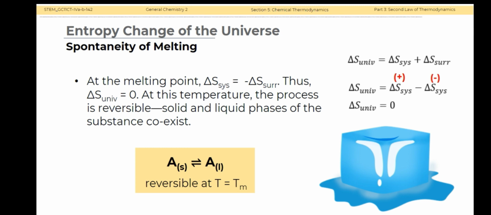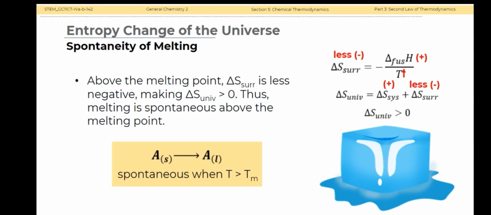At the melting point, entropy change of the system equals negative entropy change of the surroundings. Thus, entropy change of the universe equals 0. At this temperature, the process is reversible. Solid and liquid phases of the substance coexist.